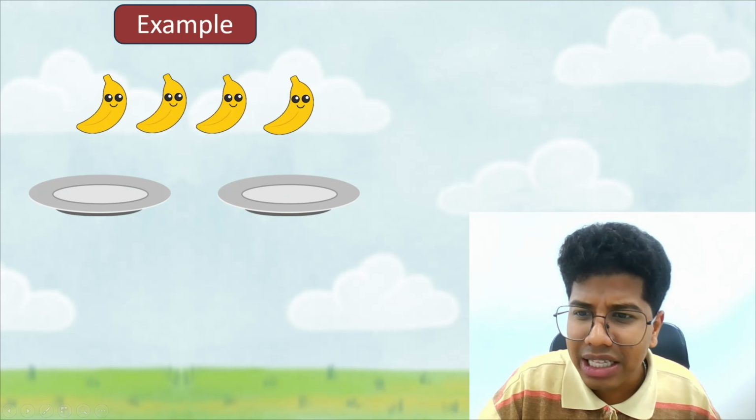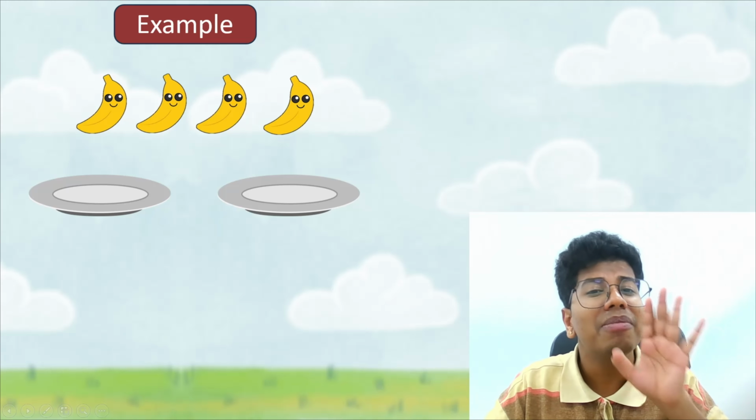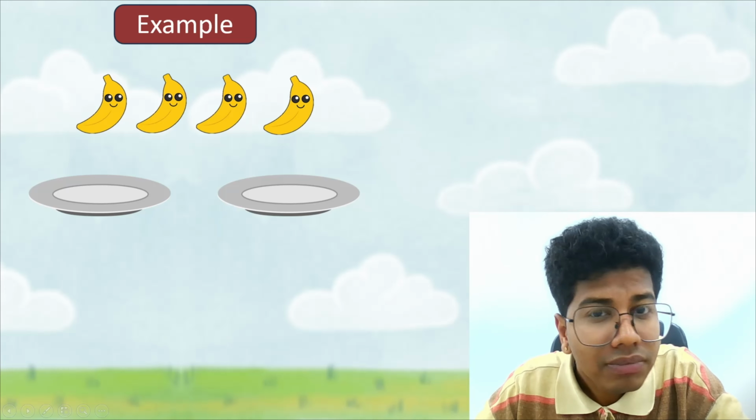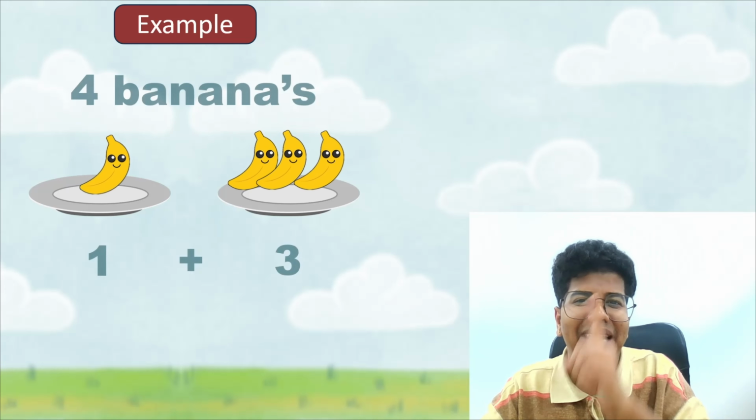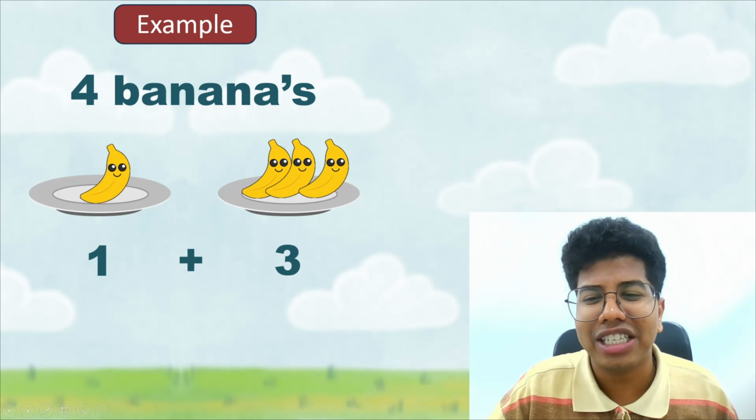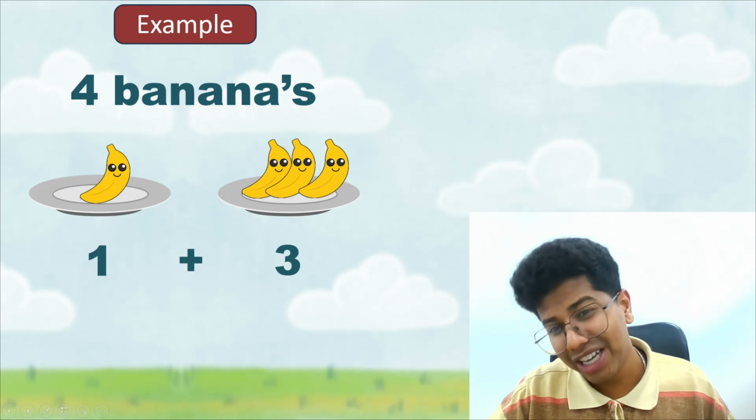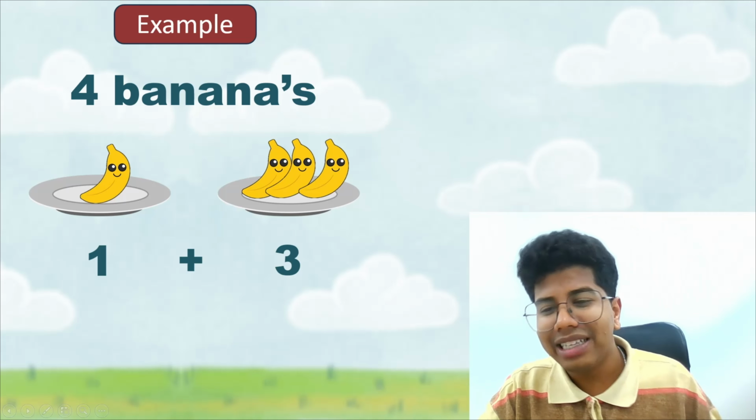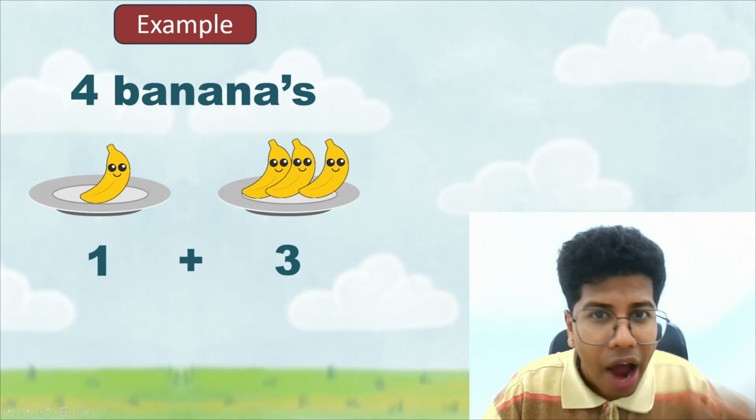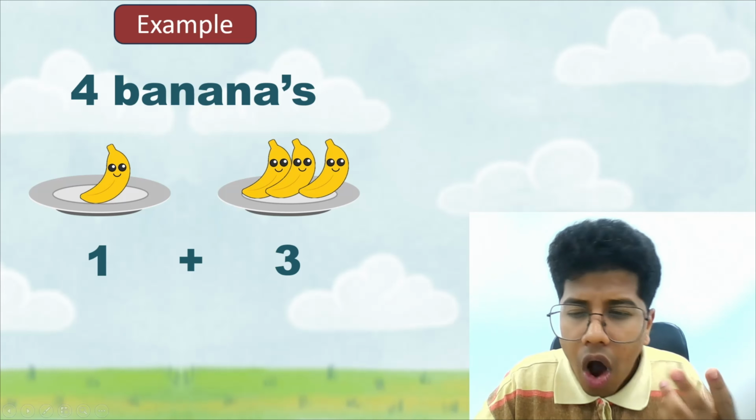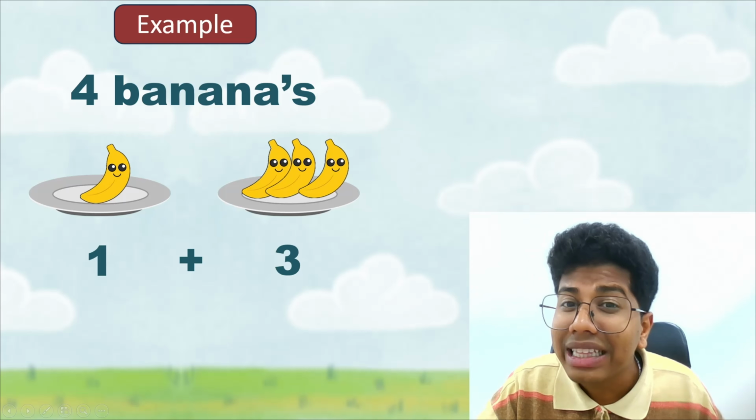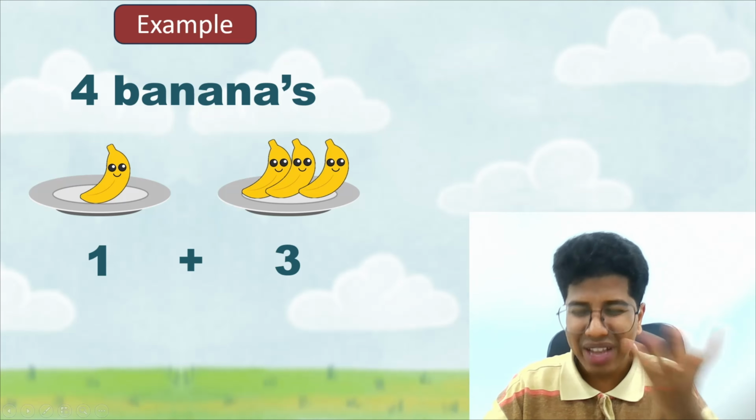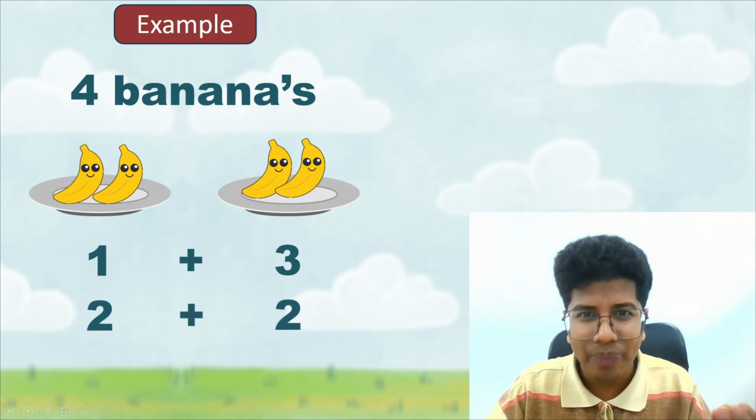In an order means the first plate should have the minimum number of bananas, making sure it's not 0. So here, the minimum number that I can put is 1. So the first way of distributing is 1 banana in the first plate and 3 in the next one. The second way will be, we can increase this number by 1. After 1, which number comes? It's 2. So if I put 2, what is the remaining number of bananas in the second plate? Again 2. So the second way is 2 and 2.